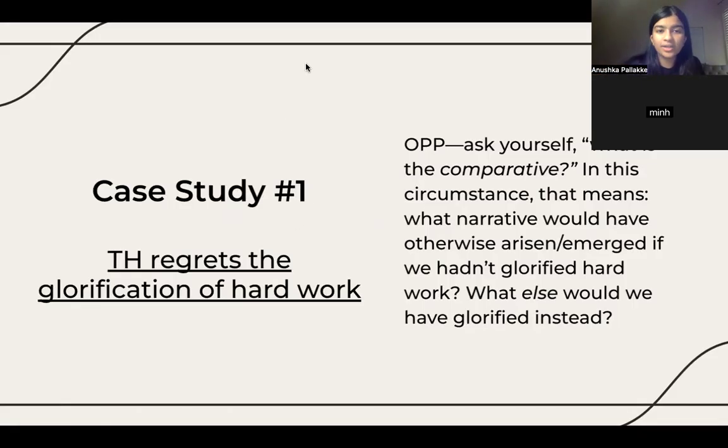Okay. So you can just take a look at this resolution and think about what the opposition side would use as a comparative. And then let me know when you get any ideas for what you think opposition would use. So the comparative of glorifying hard work would be glorifying rest and moderation, probably.